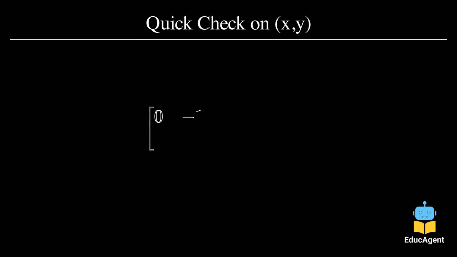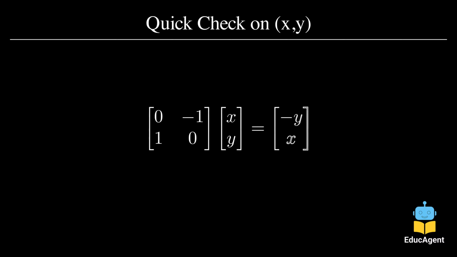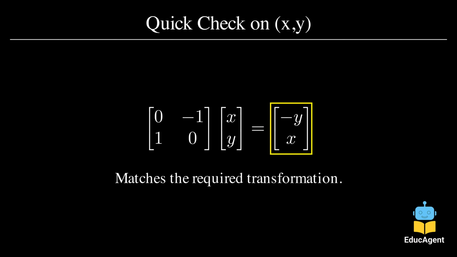Let's confirm the matrix matches the rule. Multiply it out. The top entry becomes -y, and the bottom entry becomes x. Perfect. So we've nailed the correct R.